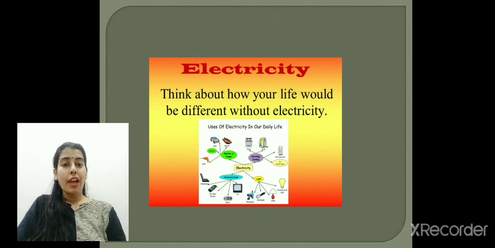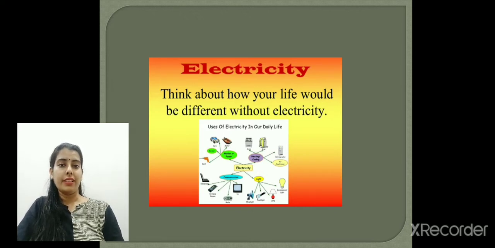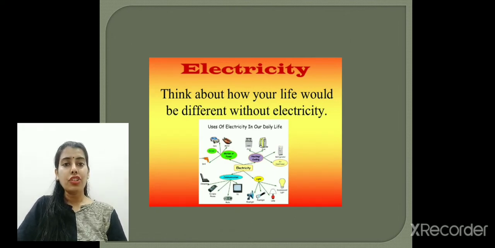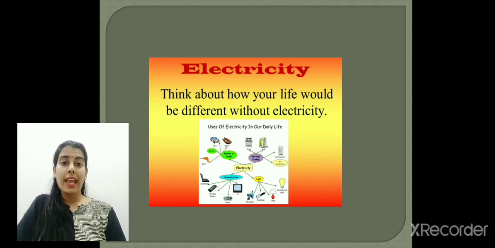So have you ever imagined what will happen if there is no electricity? Yes, it will be dark at night. We would not be having any lights. All our kitchen appliances like mixer grinders, microwave, washing machines, electric irons, all these things are functioning because of electricity. So we even get scared imagining our life without electricity.